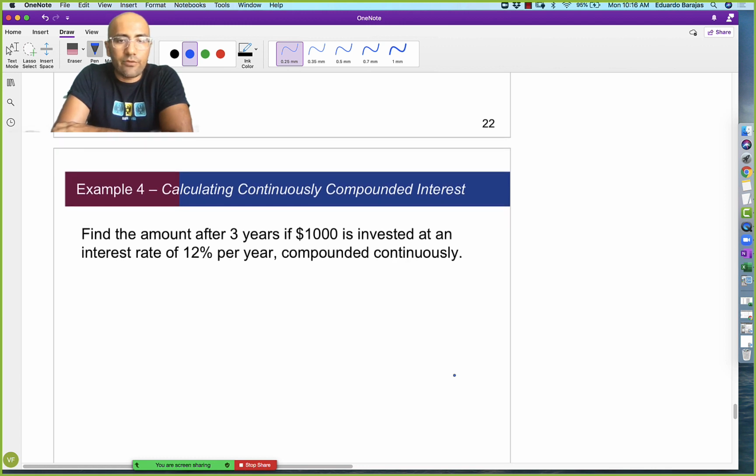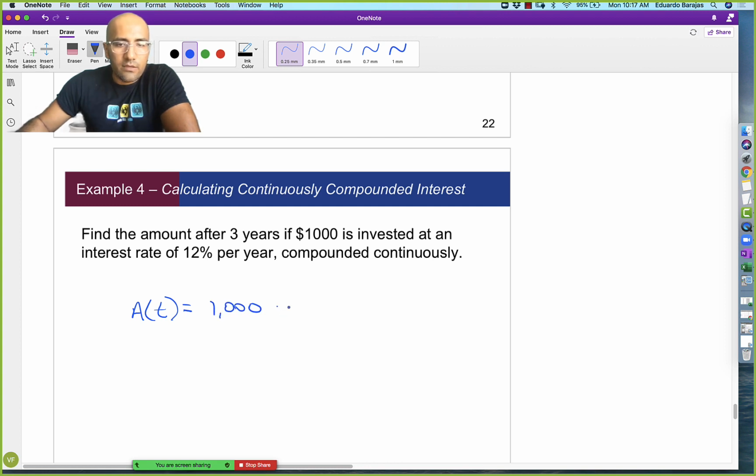Find the amount after 3 years if $1,000 is invested at an interest rate of 12% per year, compounded continuously. We saw what happened before when we invested $1,000 and compounded it every 3 months, compounded daily. We saw what those results were before. But now if we want to compound it continuously, then the formula becomes this. A of t is equal to 1,000, the initial amount, e to the power of 3 times 0.12.